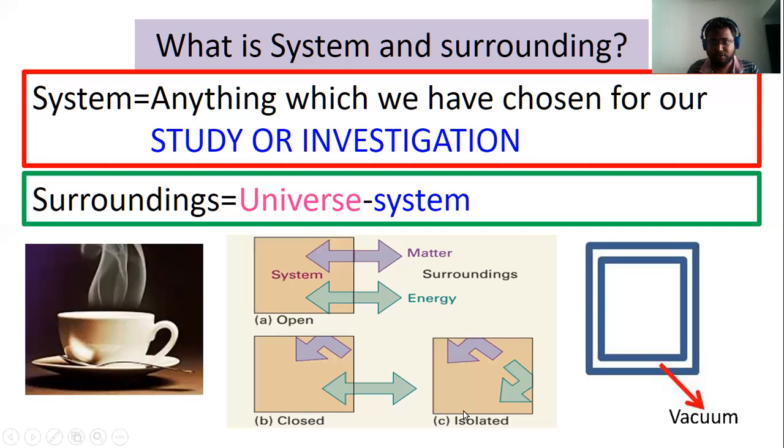Isolated system: there is no degree of freedom. You are not allowed to exchange matter, and you are not allowed to exchange energy. This is impossible in the physical world.